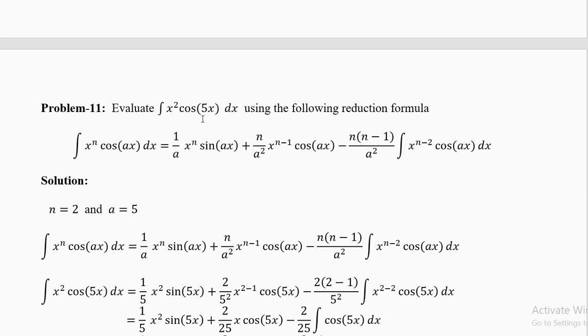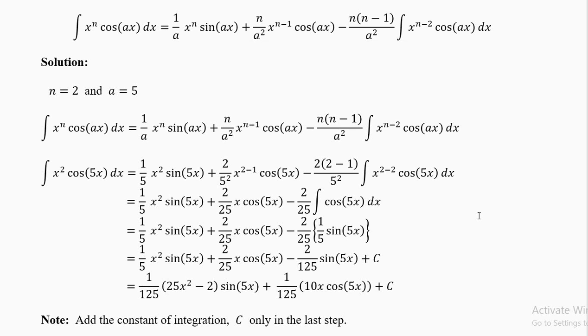Evaluate x square cos 5x using the following reduction formula. Again we have 3 terms in the reduction formula, 2 without integration which are algebraic and 1 with integration, n into n minus 1 over a square. N equal to 2, a equal to 5. This question is similar to the last question, except that you have to be a little bit careful.